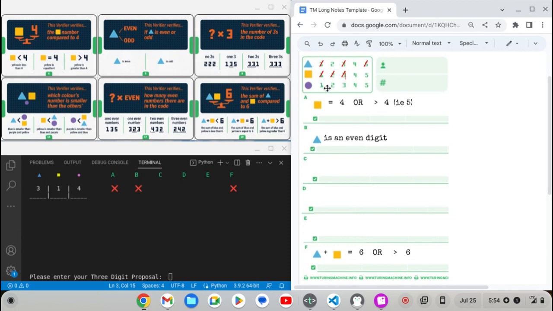What if circle's the smallest? So obviously it couldn't be 5. It couldn't be 4. But it could be 3, 2, or 1.